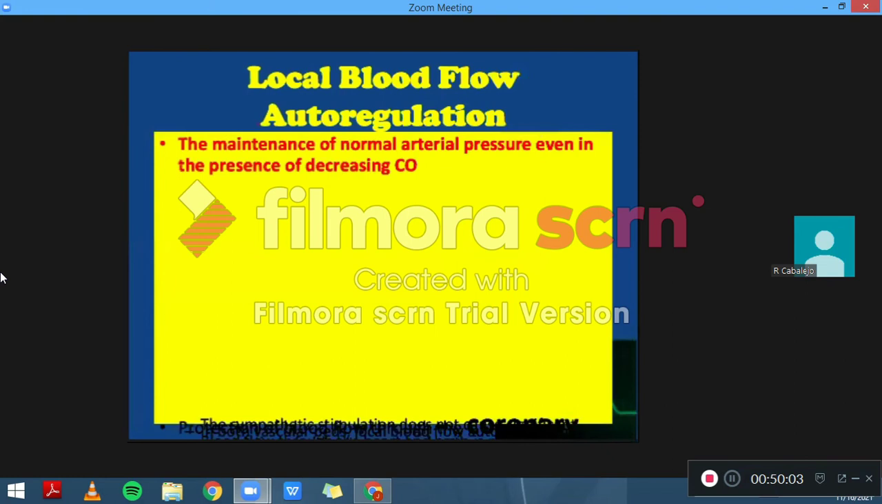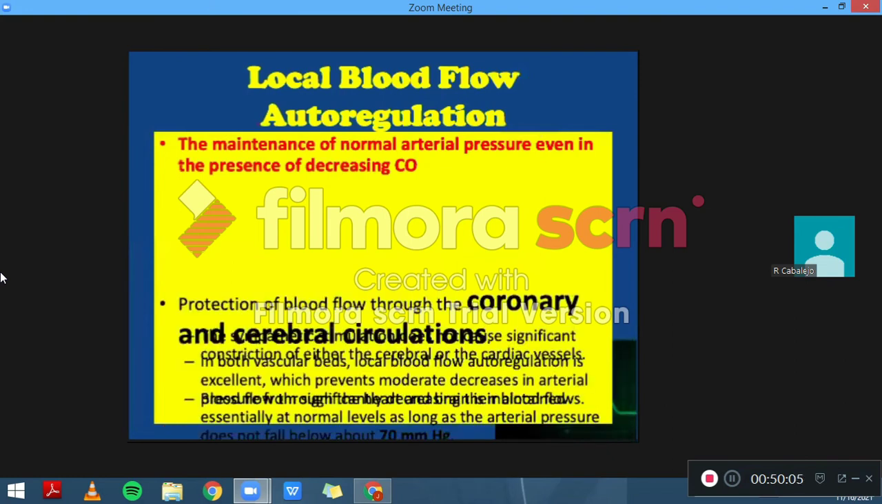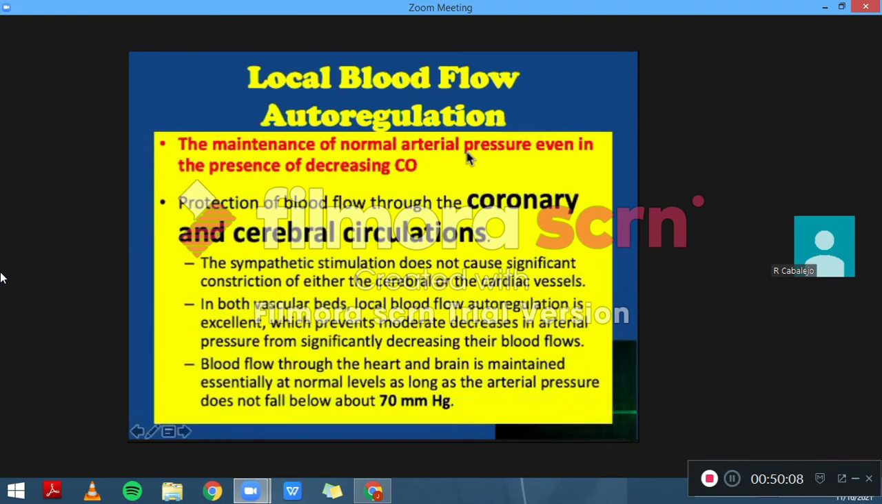So what is local blood flow autoregulation? This is the maintenance of normal arterial pressure even in the presence of decreasing cardiac output. It is to protect your blood flow through the coronary and cerebral circulation. Usually your coronary and cerebral circulations are preserved even if the rest of your systemic circulation is already depressed. This is brought about by sympathetic stimulation, which does not cause significant constriction of either cerebral or cardiac vessels.